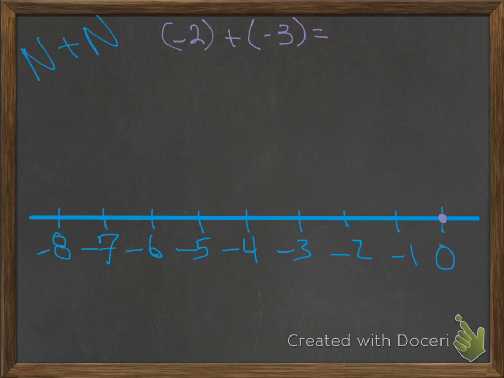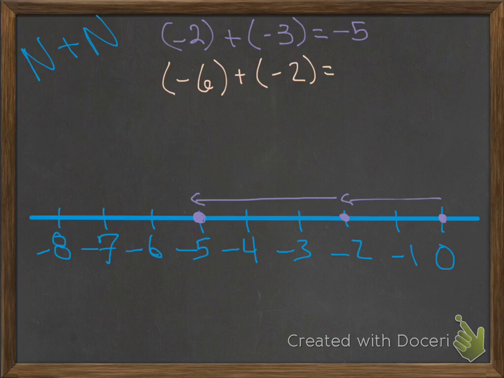Well, you start at 0, move over to that negative 2. So negative numbers are to the left, so you're going to move 2 to the left. Now we're going to add negative 3. So again, negative numbers are to the left. So I'm going to move 3 more spots to the left. So negative 2 plus negative 3 is negative 5.